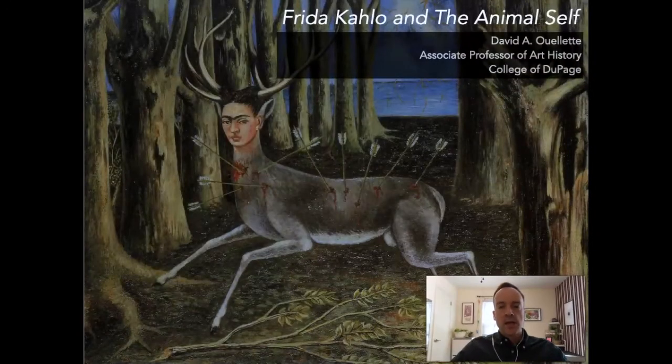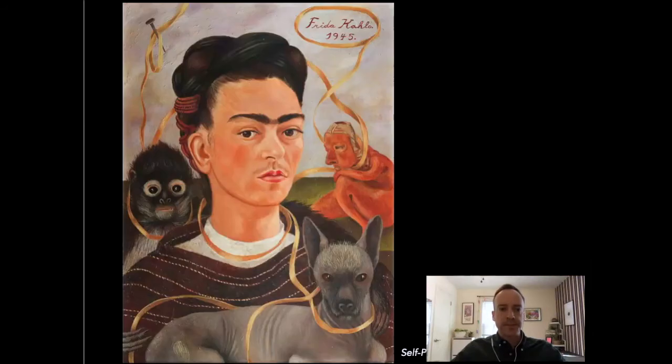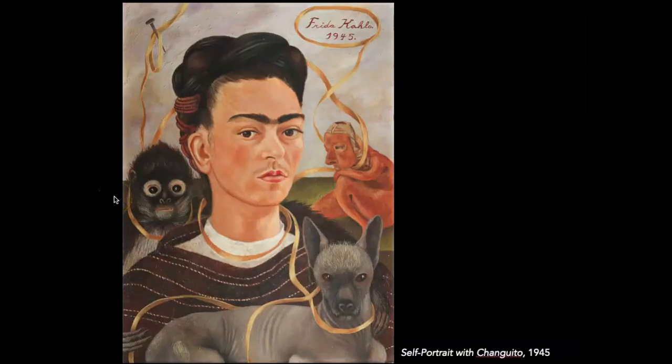So as I said, this lecture is entitled Frida Kahlo and the Animal Self. In Frida's 1945 self-portrait with Changuito, the artist stares out at the viewer as the central figure in a grouping that includes a spider monkey, a hairless dog, and a pre-Columbian sculpture. One of her most accomplished self-portraits, Frida's braided hair, woven shawl, and trademark features are rendered in thin layers of oil paint on a masonite board.